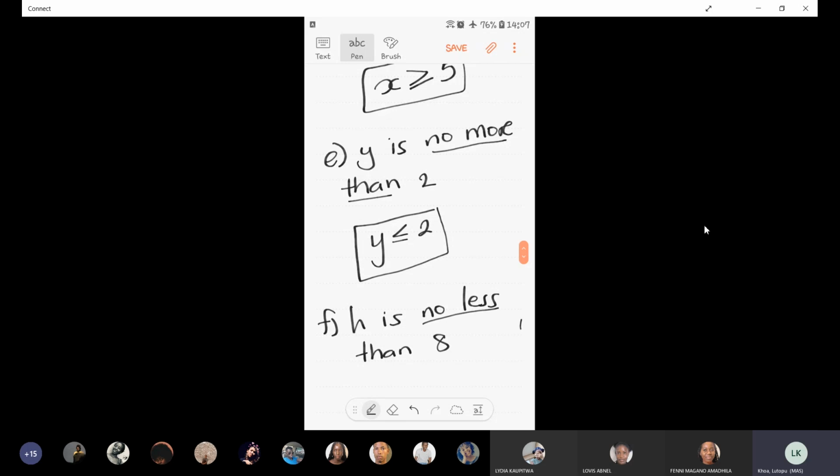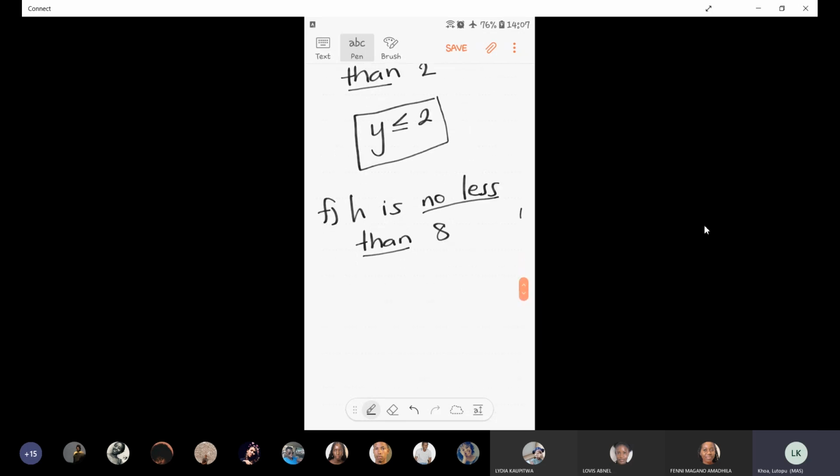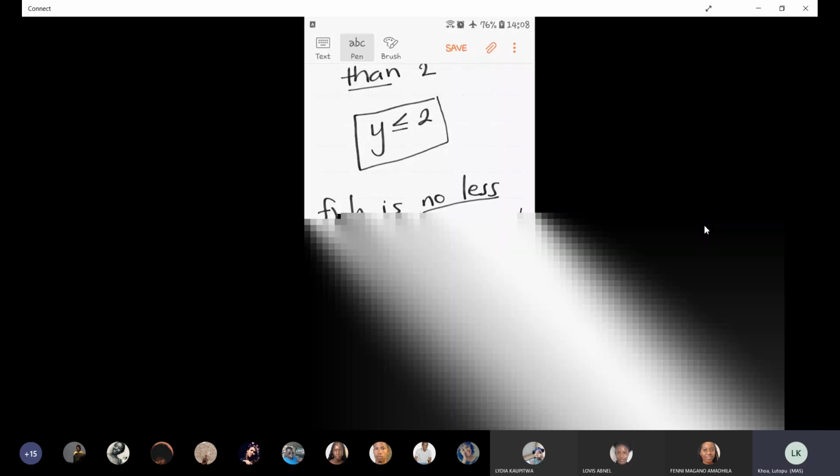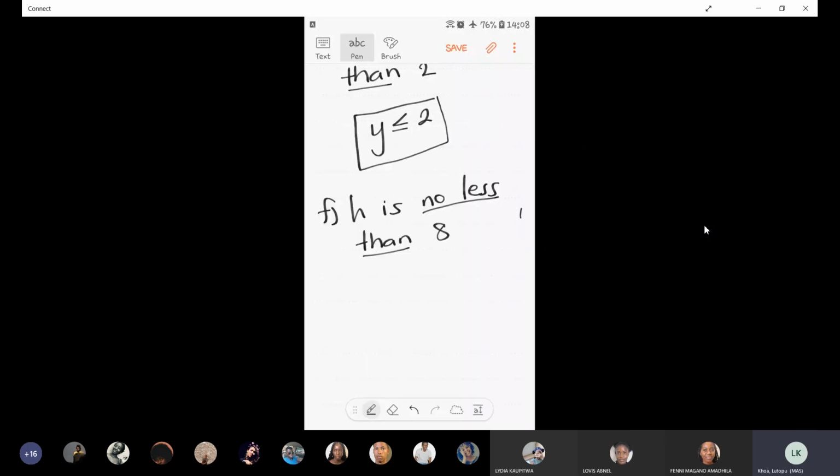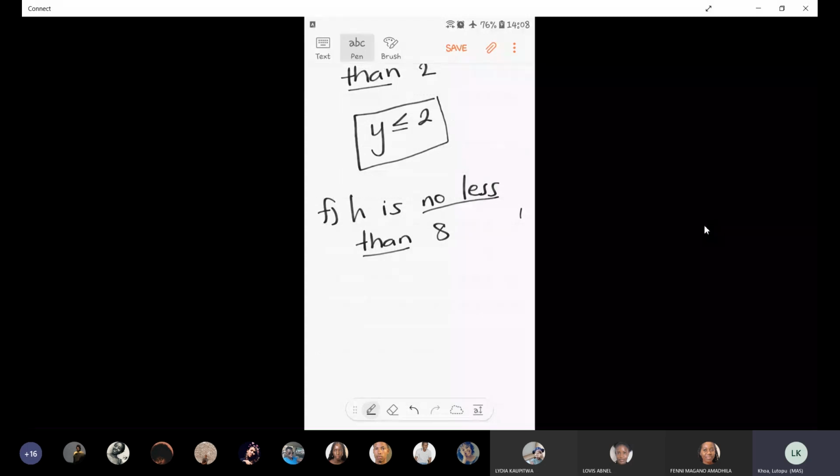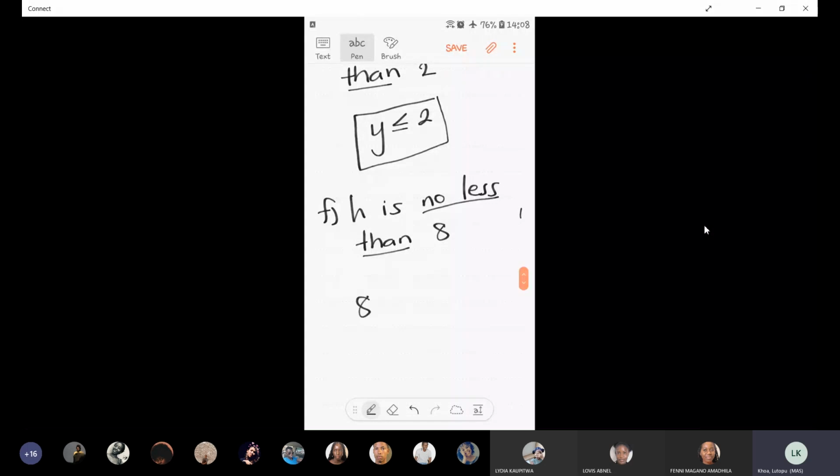Okay, so no less than 8. This means that 8 is the minimum, so it cannot be less than 8. So it can be 8 going upwards. So this means that 8 is less than or equal to h. So here I can also write it as h is greater than or equal to 8. These are saying exactly the same thing.